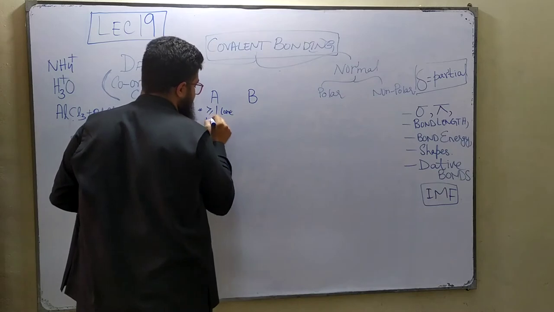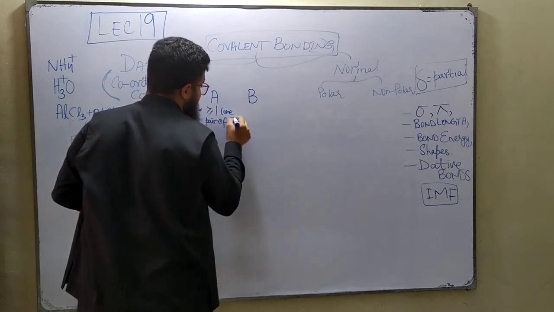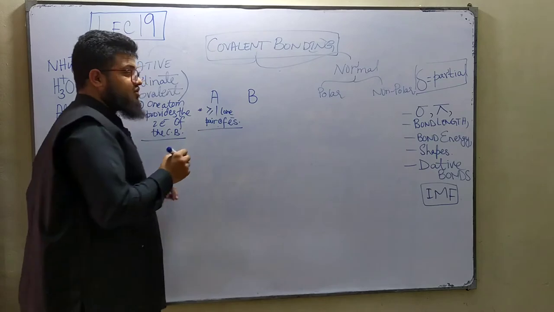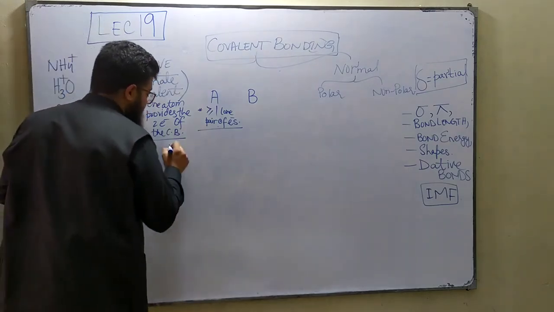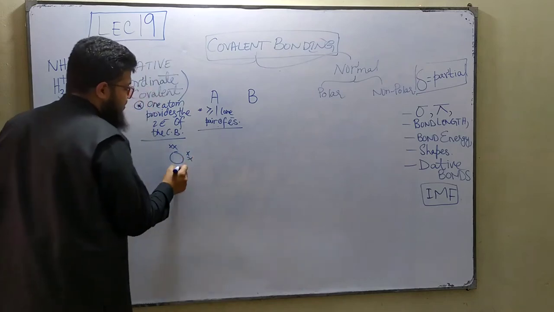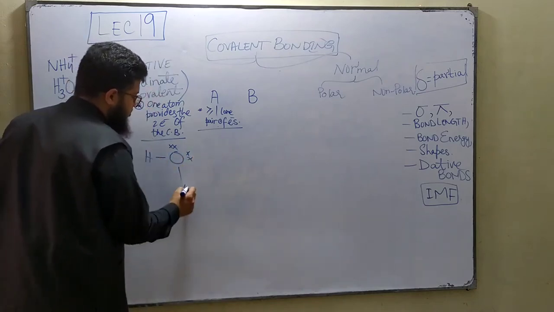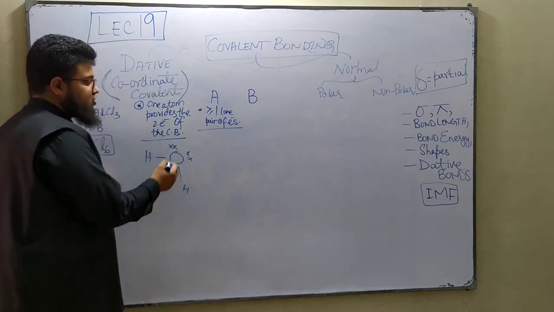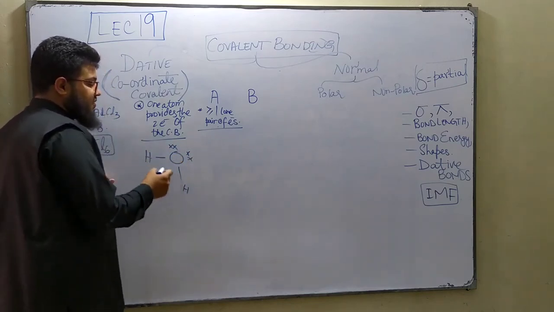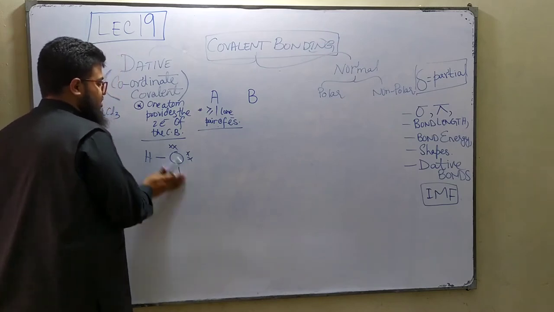I hope you guys know what lone pairs of electrons are. Lone pairs are those pairs of electrons which are not involved in bonding. For example, this is oxygen. These are its lone pairs in case of a water molecule. It has two lone pairs because these are the electrons which have not been used in the covalent bonds which it forms with hydrogen.